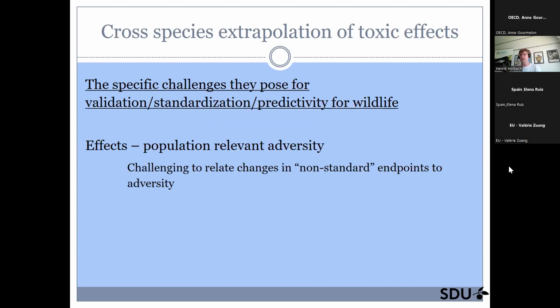Next slide. And then we were asked to discuss also the specific challenges for validation, standardization, and predictivity for wildlife. And of course, we should recall that one of the differences between human health and the environment is that in the environment, adversity is mostly related to the population and not the individual. And here we can have some challenges, especially when we talk about non-standard endpoints for adversity.